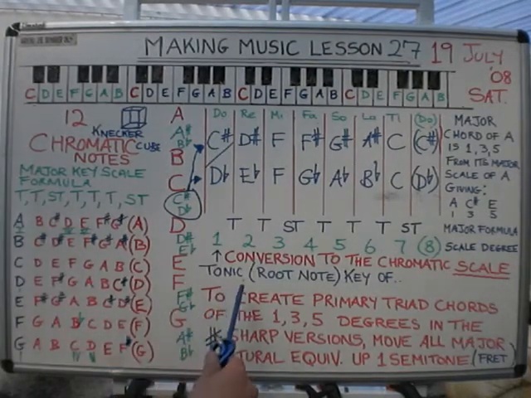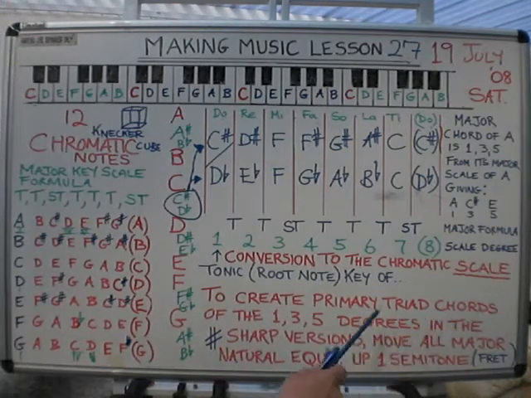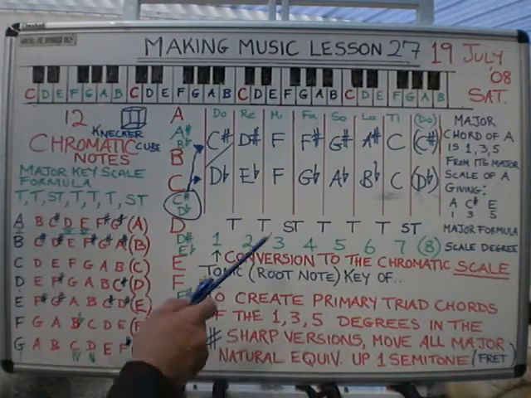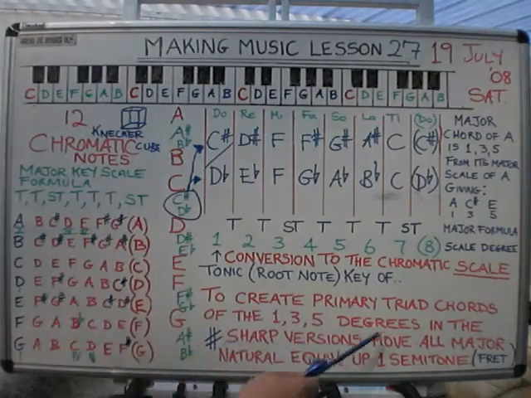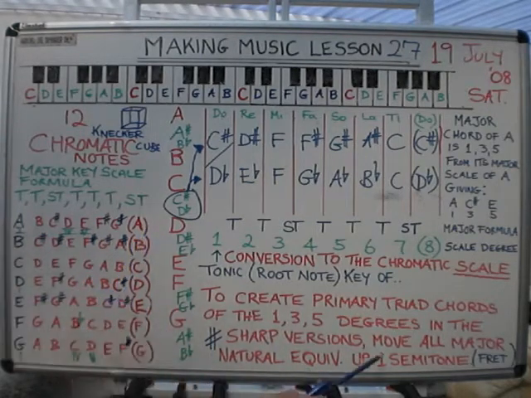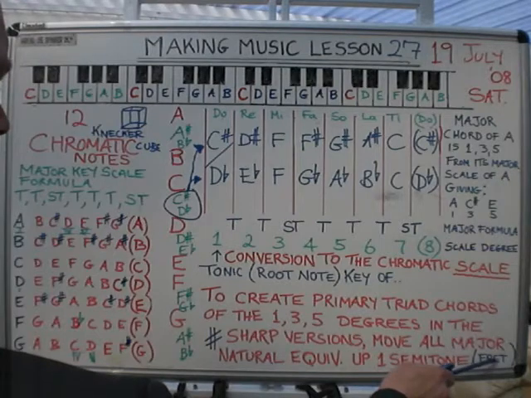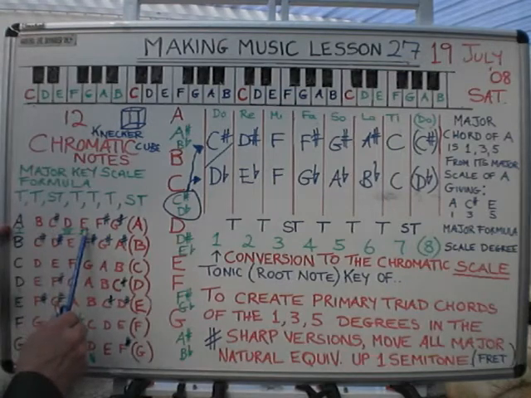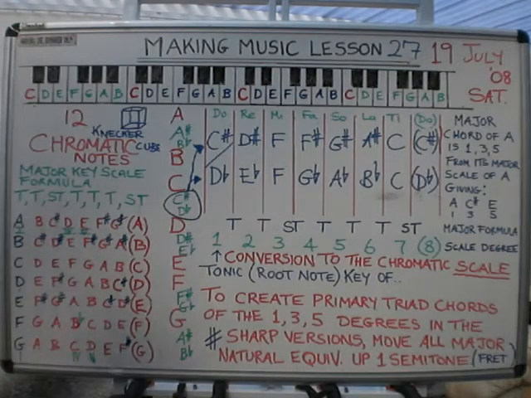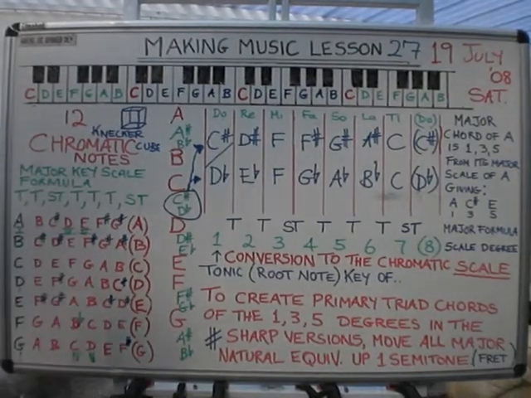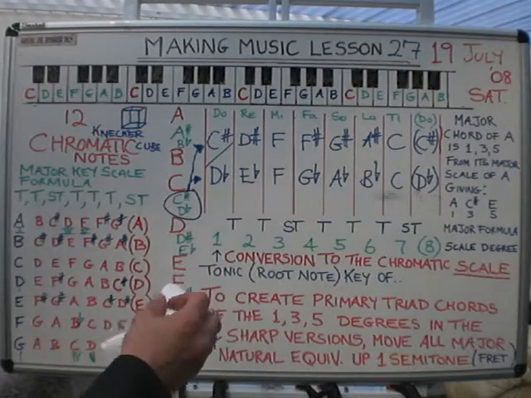Now I've written down here, to create primary triad chords of the 1, 3, 5 degrees in the sharp versions, what we're talking about here, the enharmonic, move all major natural equivalents, this is the natural equivalent, up 1 semitone each. On your guitar this will be 1 fret. So let's have a look at this then. We've got A, C sharp, E. So if you moved all that up, what would you get? A, C sharp, E. Think about that. I'm going to rip this out and I'm going to write down what you'll get.